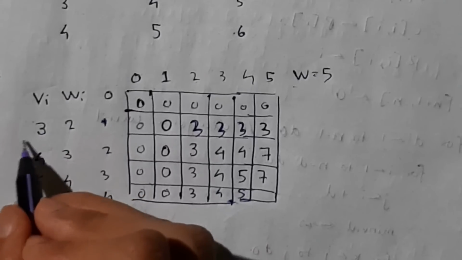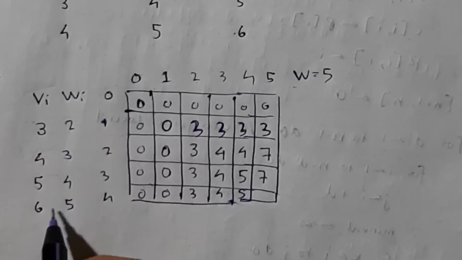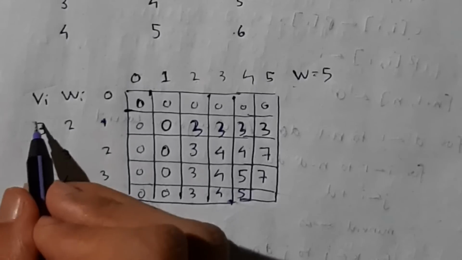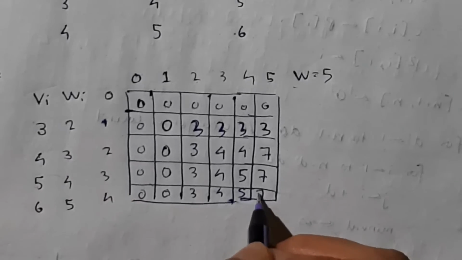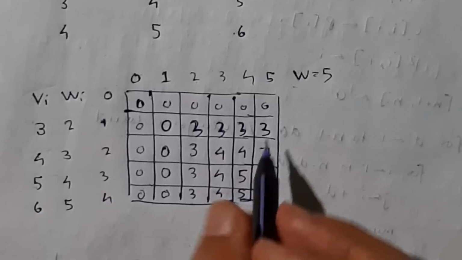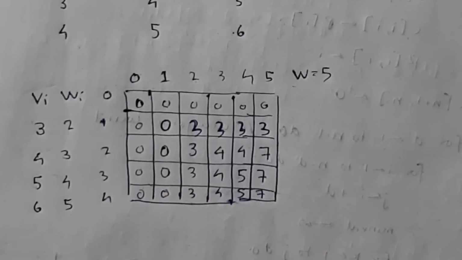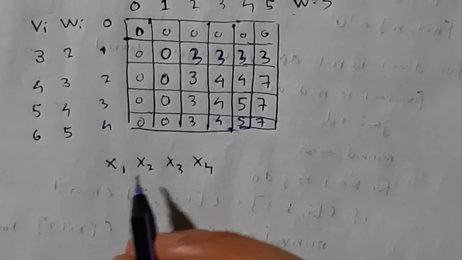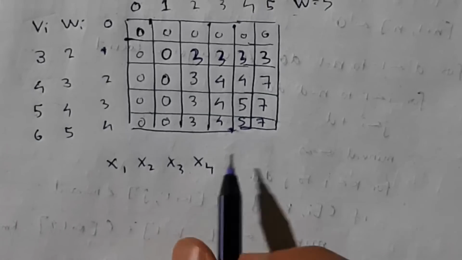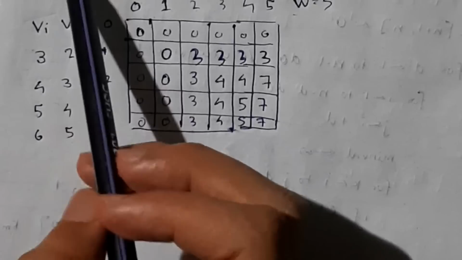4 plus 3 is 7. I can get that by filling these two instead of this one. So I'll be going with this and writing here 7. Okay, so after drawing this table, the next step is very simple. Write x1, x2, x3 and x4 for 4 items. Okay, 1, 2, 3 and 4.